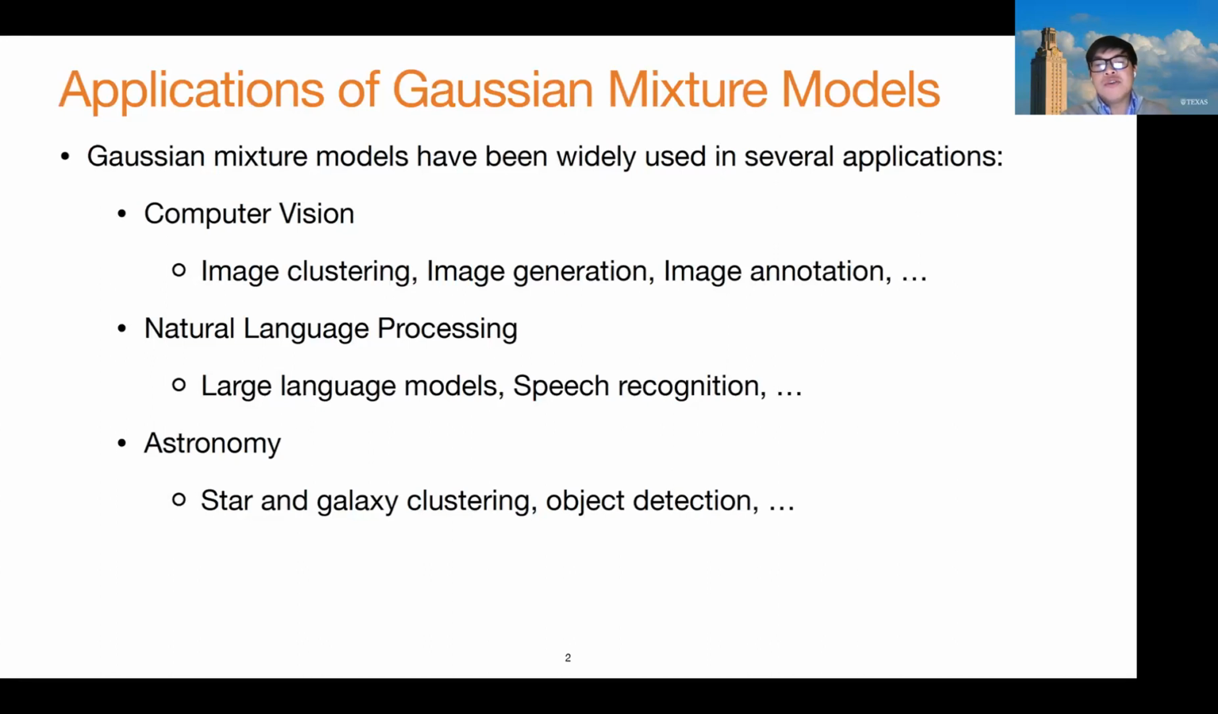Before I talk about theory, I want to give a brief introduction about applications of Gaussian mixture models. Perhaps everyone here is familiar with Gaussian mixture models, but I want to emphasize that this model has been used a lot nowadays in computer vision, like image clustering, image generation, image annotation, or in large language models, like how we teach the AI machine to make predictions, to perform speech recognition and so on. It's also very useful in astronomy when we want to perform object detection, when you want to study the noise and signal. Maybe where is the star, right? And how can we distinguish a star from the noise, right? So these models have been used a lot in these applications.